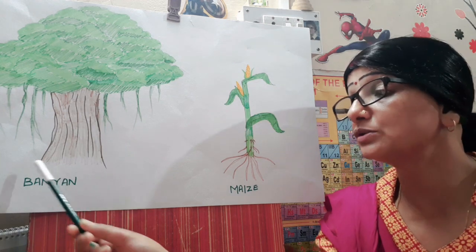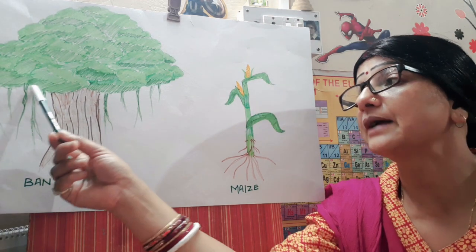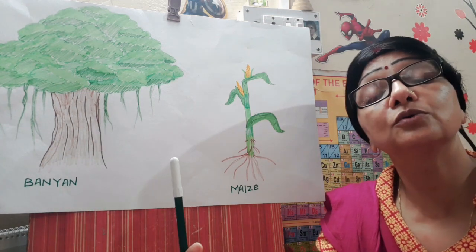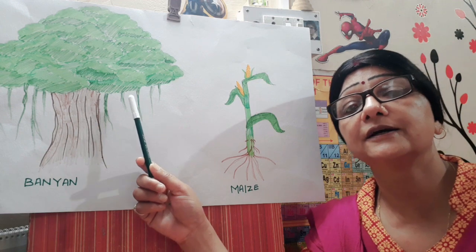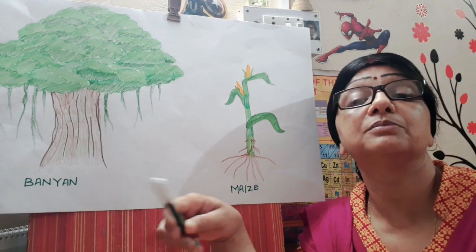You know, roots are growing at the base under the soil, but this time roots are coming from the branches. Now what is the use of these roots? These roots provide extra support to the branches.